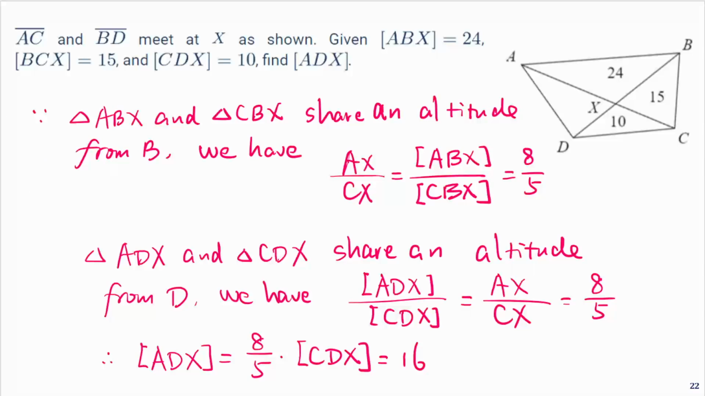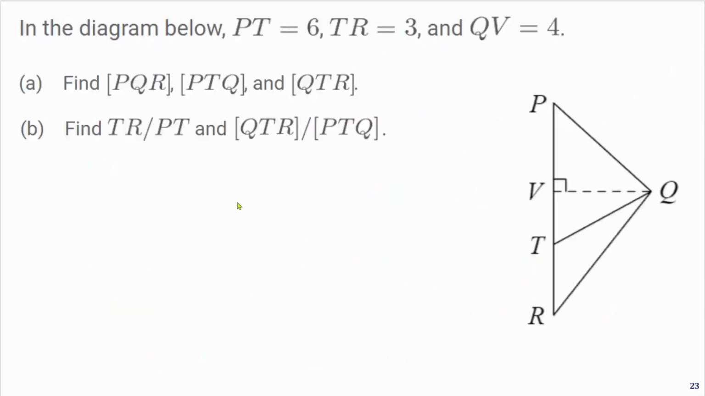Alright, good. Then let's consider another one. Here in the diagram below, PT equals 6, TR equals 3, QE equals 4. Can you find the area of PQR, PTQ, and QTR? Then find the ratio of TR over PT and the area of QTR over PTQ. Again, let me know if you finish, okay?